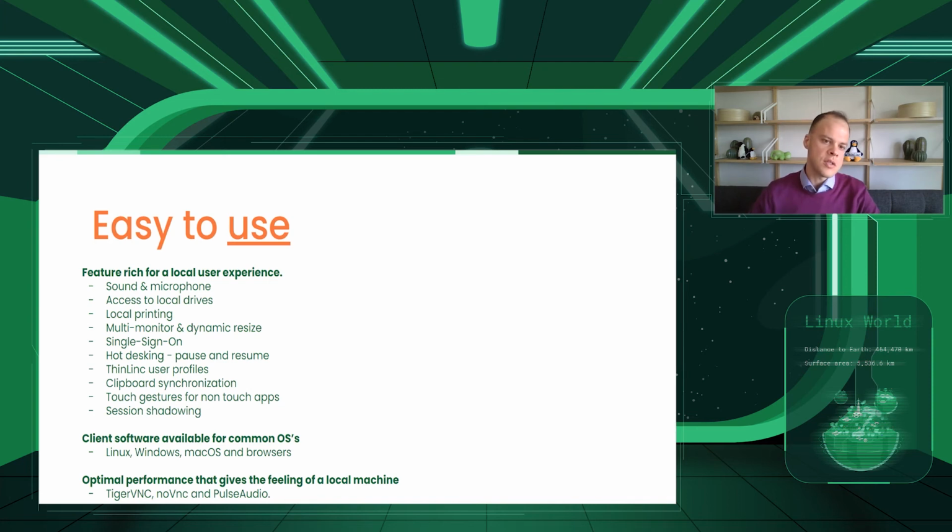Why is it also easy to use? It's because the ThingLink client software is available for common operating systems: Linux, Windows, Mac OS, and browser. So as a user, if I, for instance, have a new machine, I can just download the client directly from the SUSE website and start running, connecting to the remote session easily. And it also gives optimal performance and the feeling of a local machine. This is possible through the use of the protocols that make up ThingLink, like TigerVNC, noVNC, and PulseAudio.